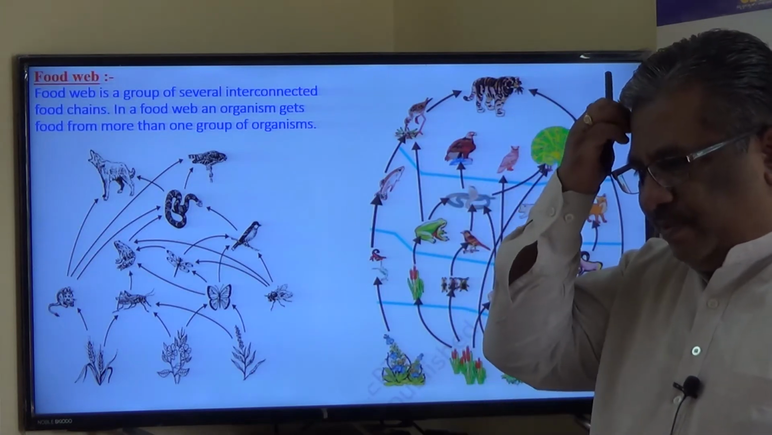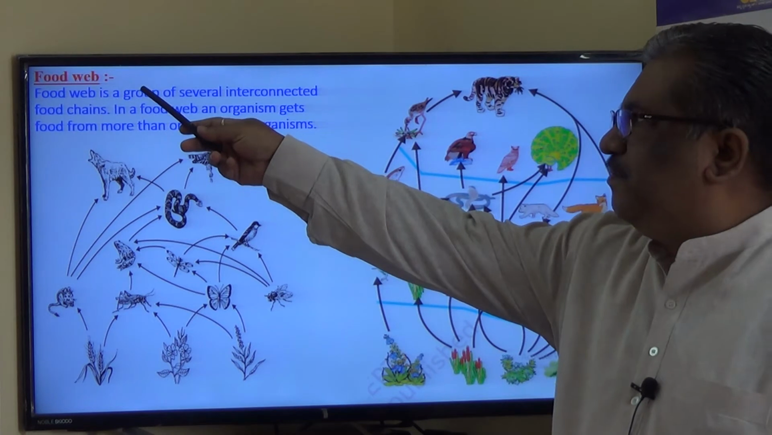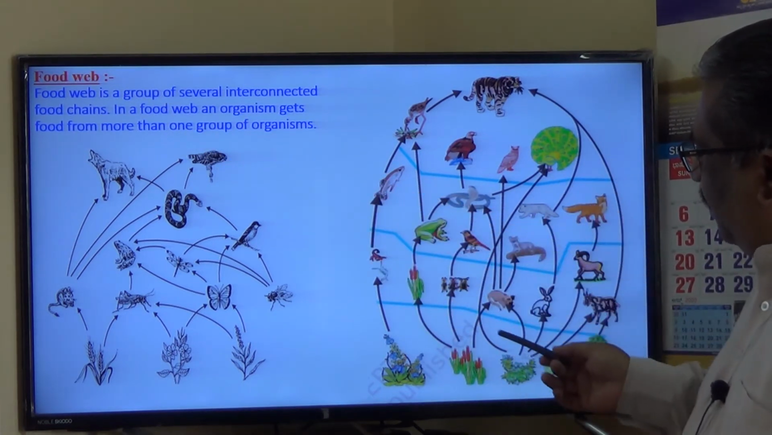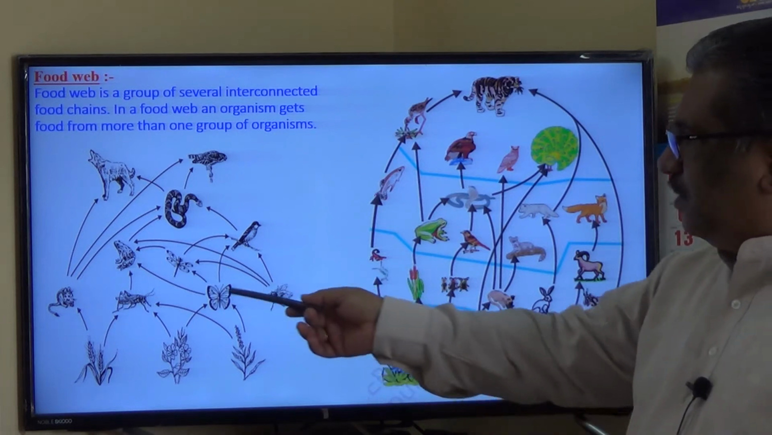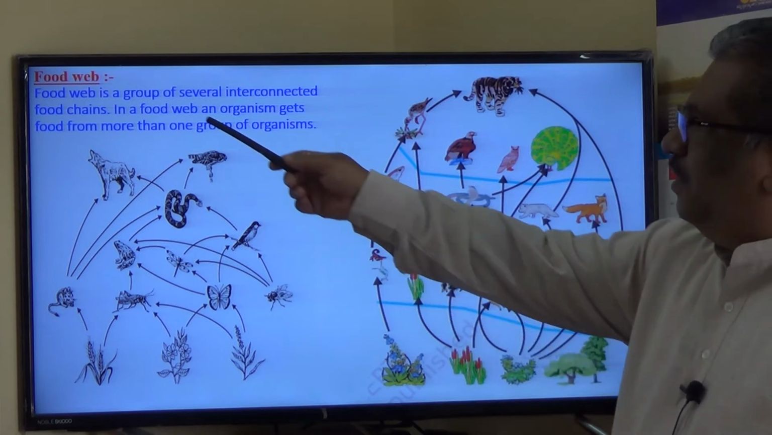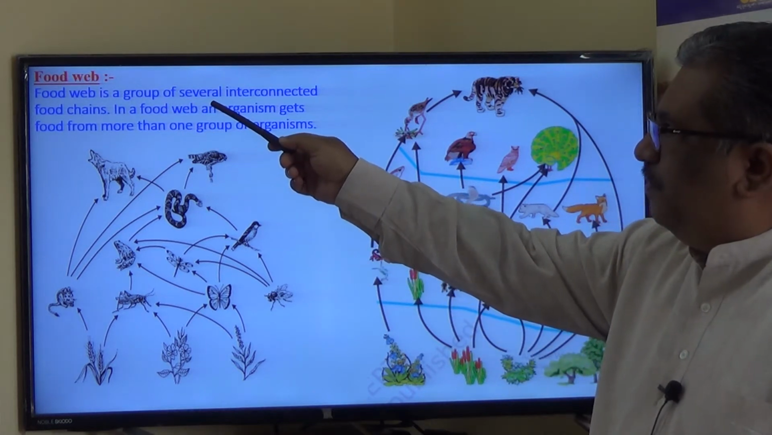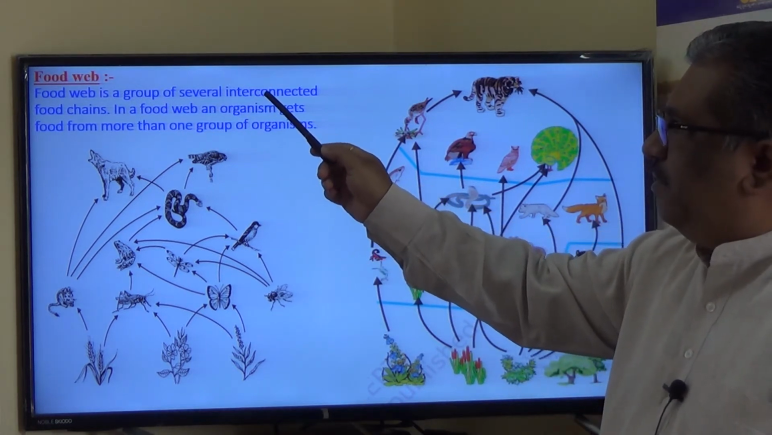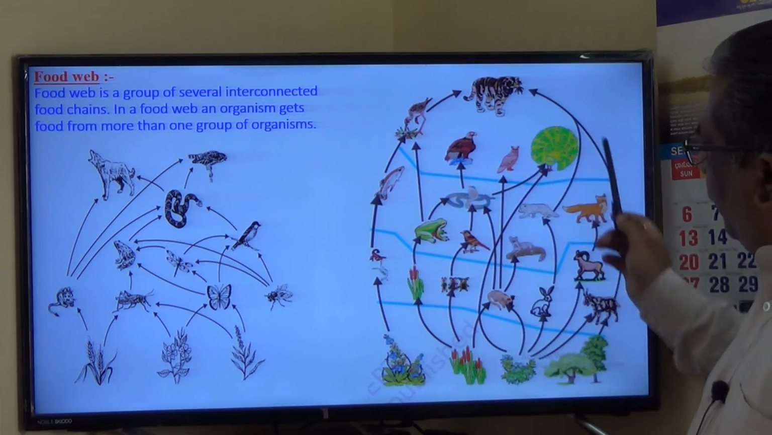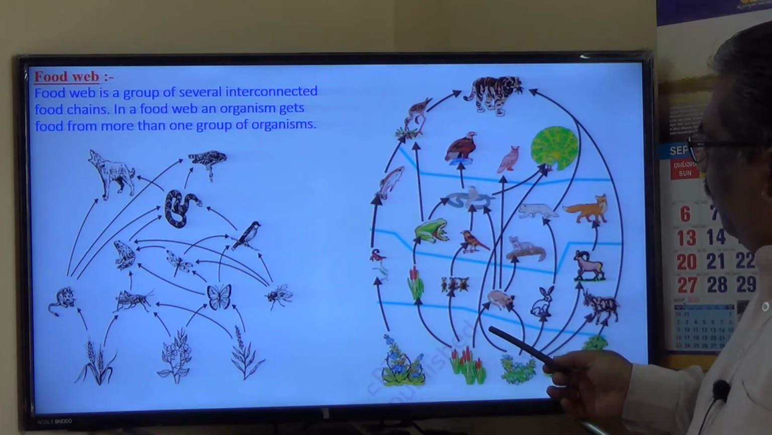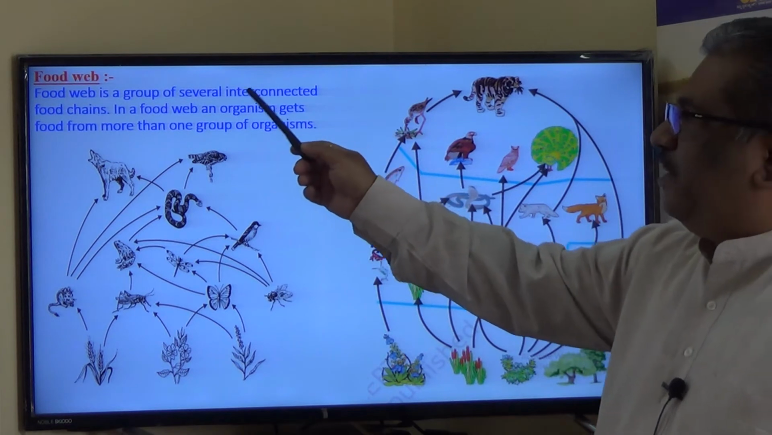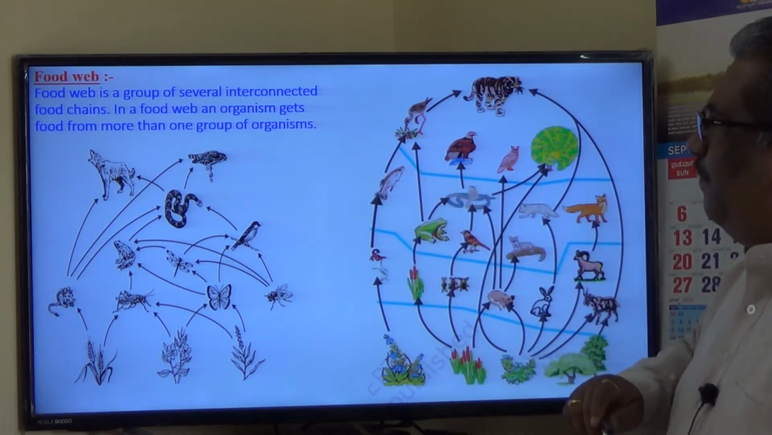What is food web? See here, as the name suggests, food web or food webs. This is the representation of a food web. Here also this is the diagram. This is taken from textbook. See, food web is a group of several interconnected food chains. Very simple definition. Food web is an interconnection of several food chains. Interconnected food chains form the food webs.